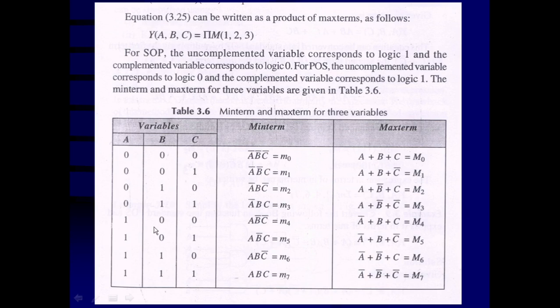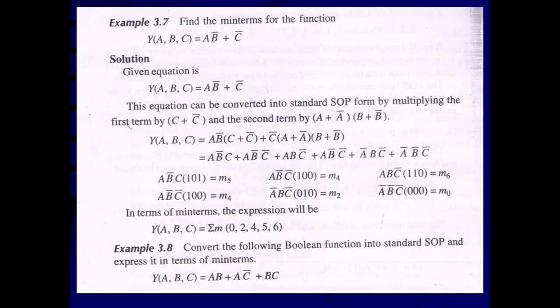A bar or B or C, that is going to be m4. A bar or B bar or C, that is going to be m6, and A bar plus B bar plus C bar, that is going to be m7. So these are the max terms m0 to m7 for product of sums form. Sorry.